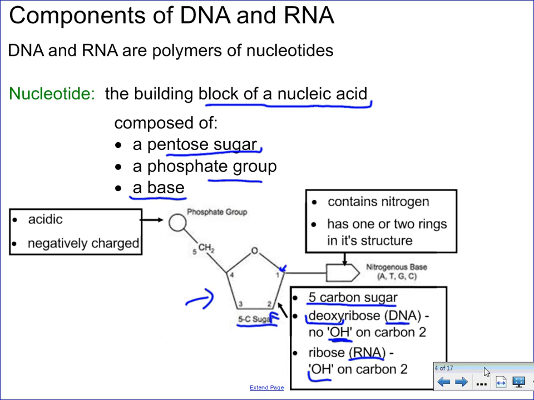Attached to carbon number 1 on the pentose sugar is the base. The base is referred to as a nitrogenous base because it contains nitrogen. The base can have one or two rings in its structure, and on the next slide, we'll have a closer look at what those bases are. Attached to carbon number 5 is the phosphate group. The phosphate group is negatively charged and has acidic properties.